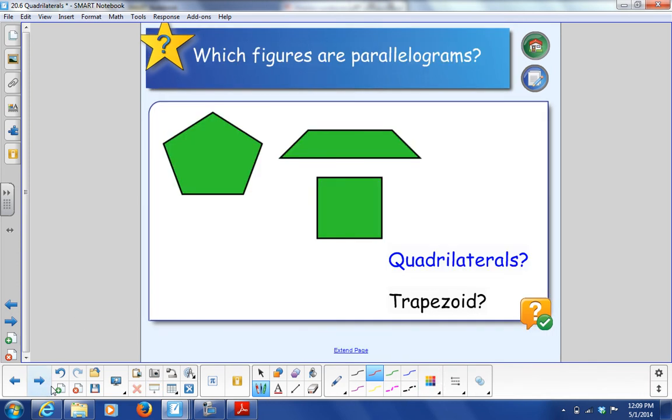Which one of these are parallelograms? All right, this one right here looks to be our only parallelogram. Let's see if I'm correct. Yes, this one is our only parallelogram.